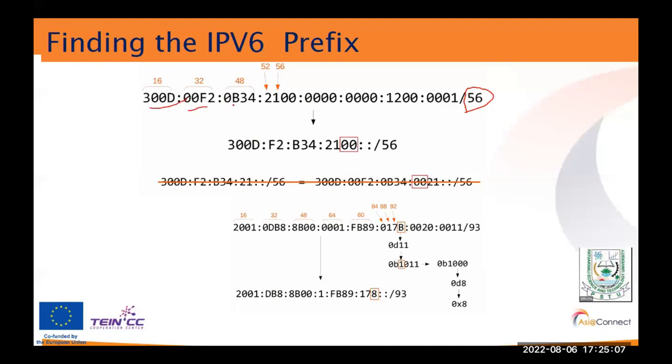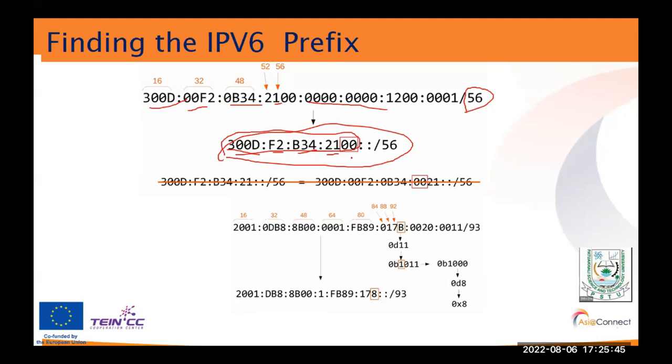That means 16 bits, 32 bits, total 48 bits, then 2 hex digits means 4 more bits for 52, then another 2 means 56. That's why your prefix length will be this 4 bits plus F200, which I have removed, and B34, which we have removed, then 21 after that 00. 2100 colon /56, so we can shorten it. And this will basically be your prefix ID, that means the net ID. Okay, do you understand or not?